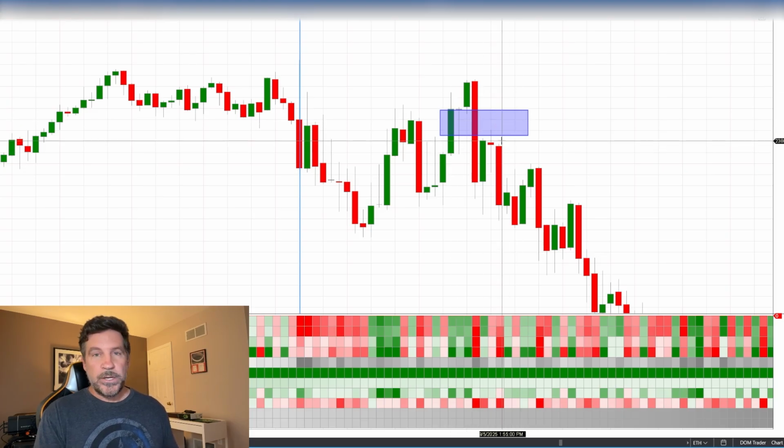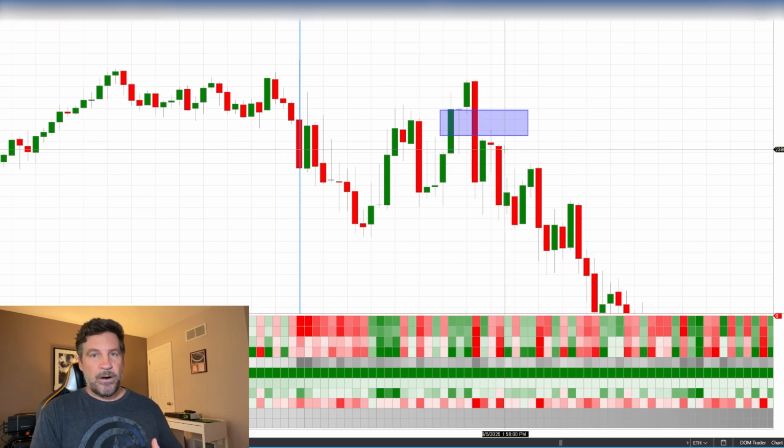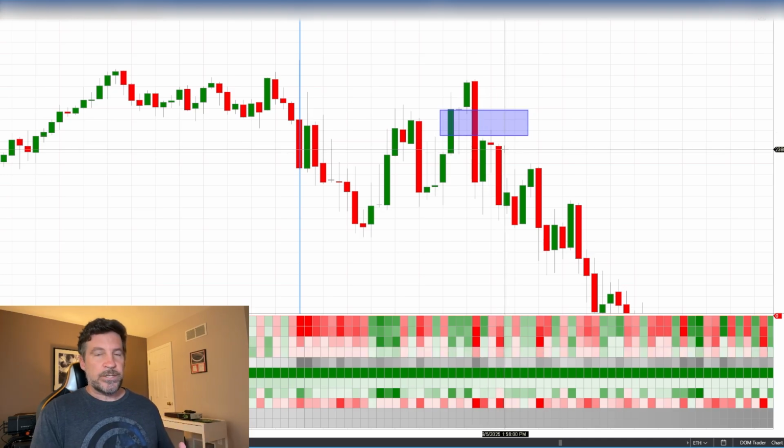So what I'm looking for here now is a retest in this area, and that's where I'm picking up my short, because now I have further confluences and everything is coming together, and I'm extremely confident. I have the conviction in my trade there.